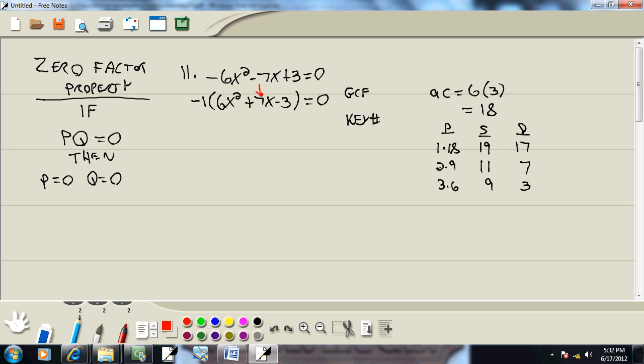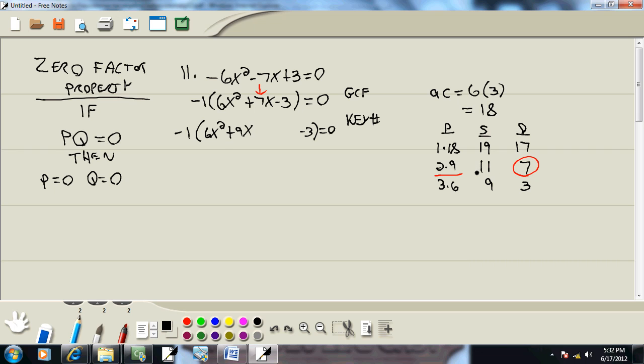Now the number we're looking for is the number in our middle term, which is a 7, which is right here. So we use 2 and 9. Negative 1 carries down, it doesn't change. And we're going to rewrite our middle term using those two numbers. Now our larger number in the P column, which is 9, is going to be the same sign as the middle term. It always will be. So the middle term is positive, so the 9 will be positive. So we've got a plus 9x.